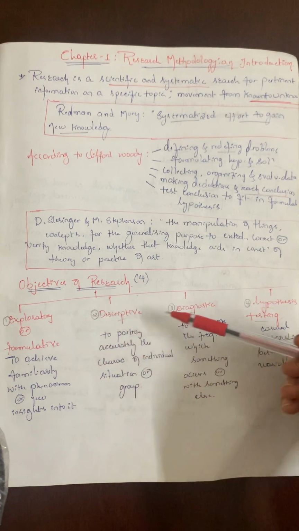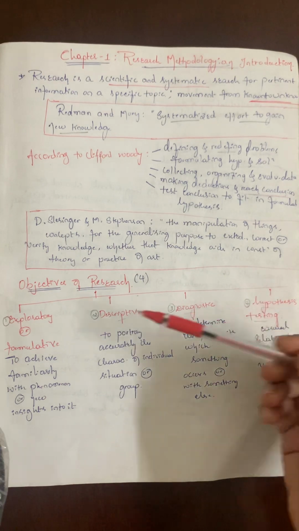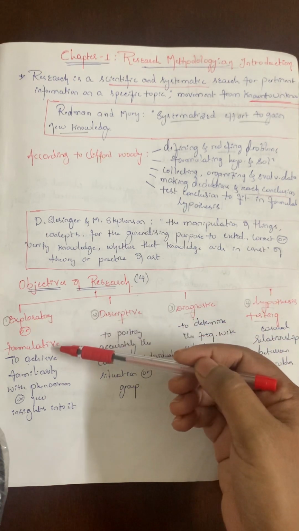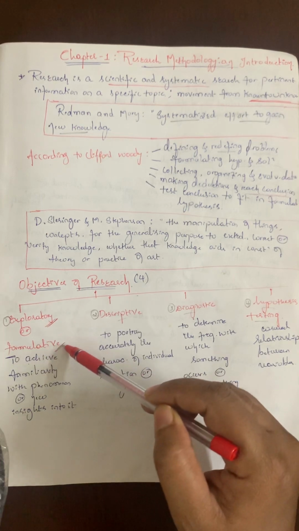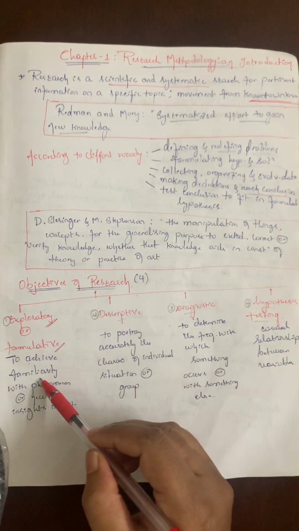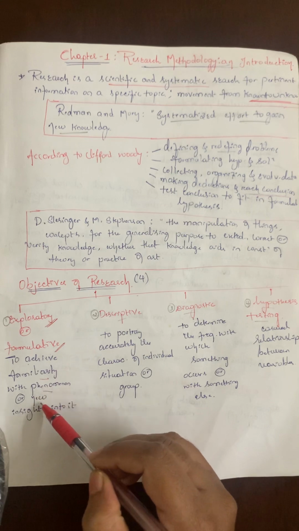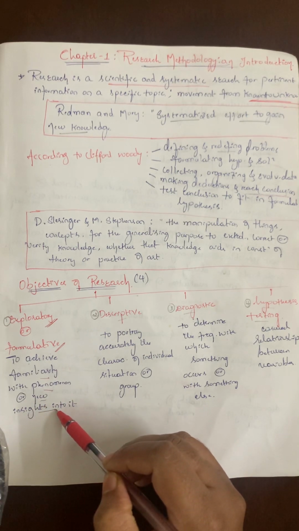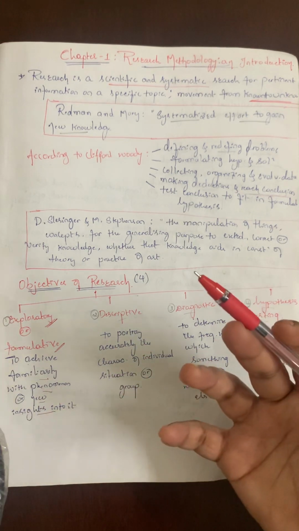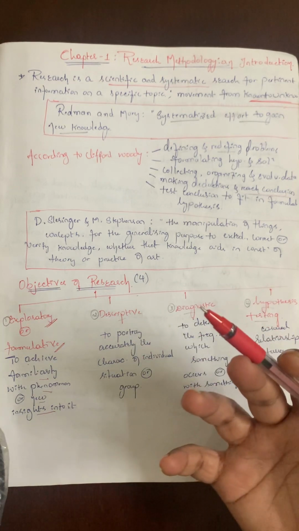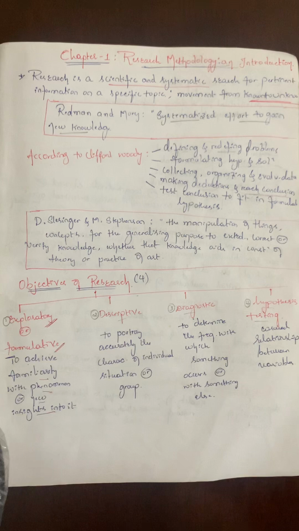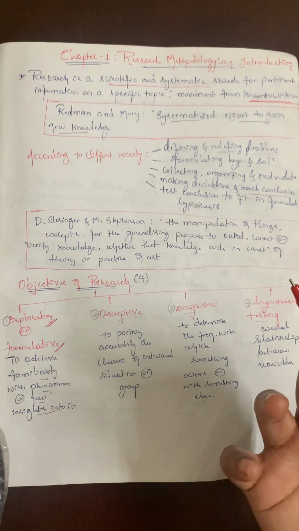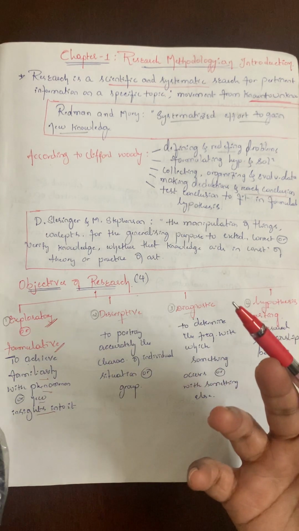So these are the 4 objectives of research. What do you mean by exploratory or formulative research? As the name says, exploratory or formulative, it is to achieve familiarity with the phenomena or new insights into it. If you consider any phenomenon, you just explore and get to know a lot about that phenomenon, okay? That is exploratory type of research.